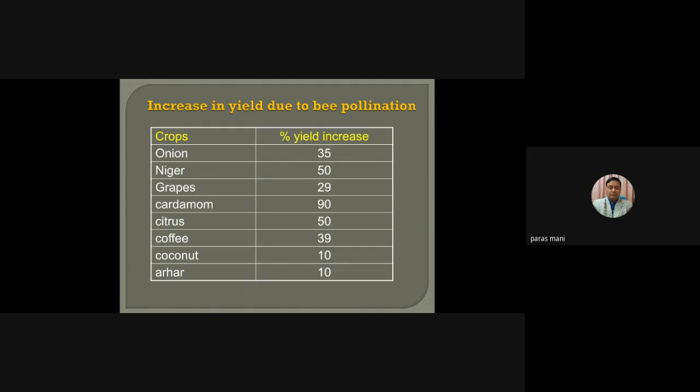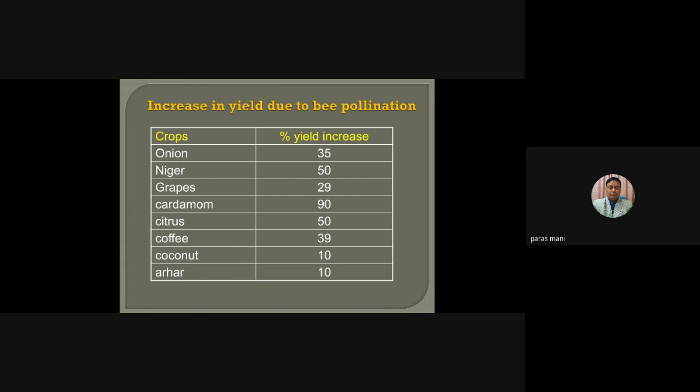Cardamom around 90%, more than 90% is because of cross pollination. In cardamom, honeybees also have a major role. Along with these honeybees, there is another species, a solitary bee called Amegilla. That is a solitary bee. Those bees do not nest in groups. They have individual nests. They rear their young ones individually.